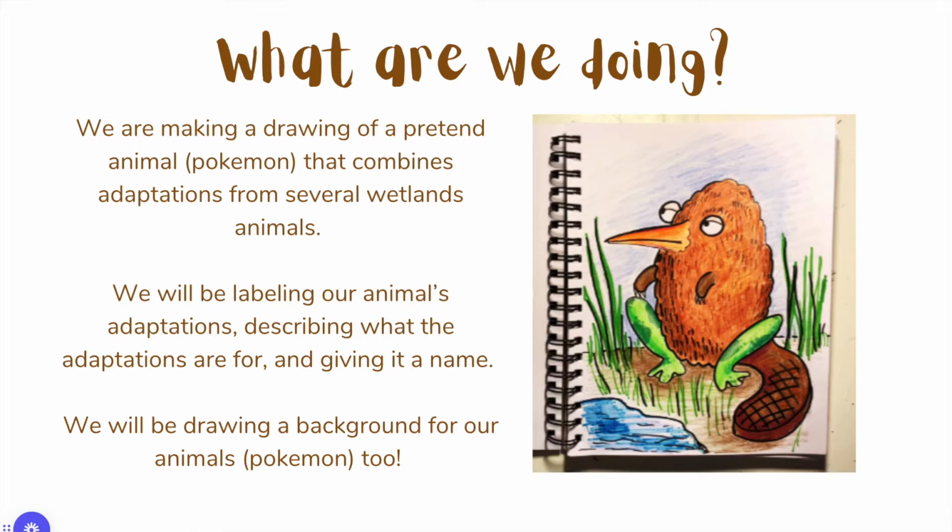And then we'll be drawing a background for our animals as well, or our Pokemon as well, so that we can tell where they live. They will all live in the wetlands, but you might have them living in a tree, you might have them living in the water, you might have them living on land. You have to show that in your background image.